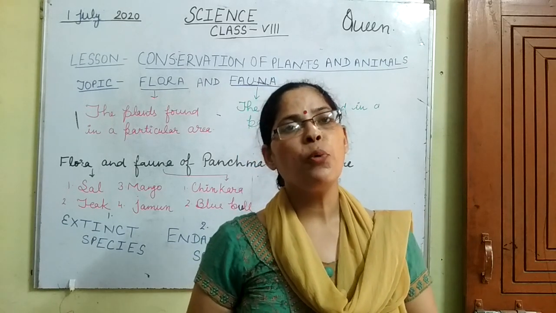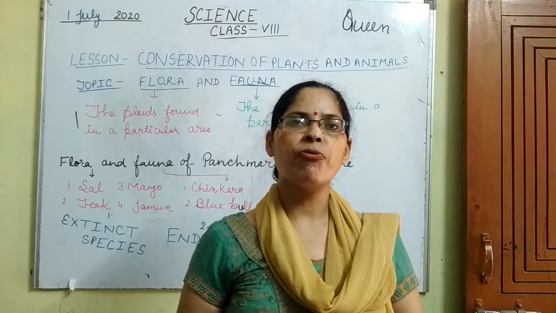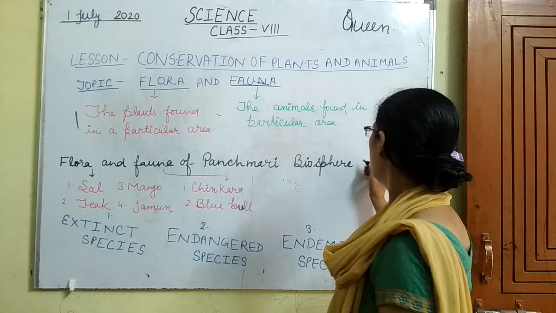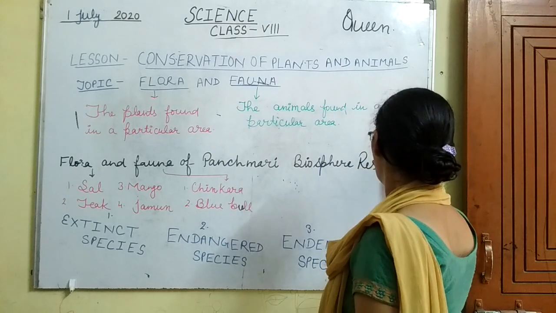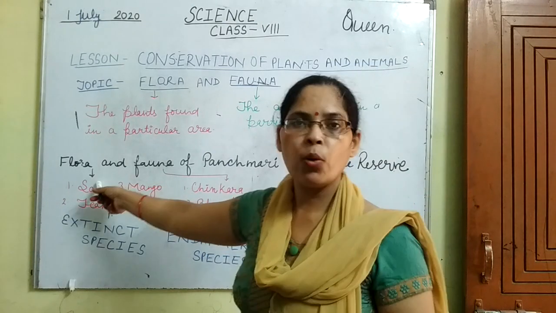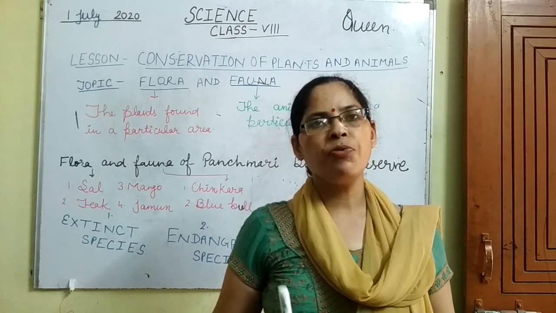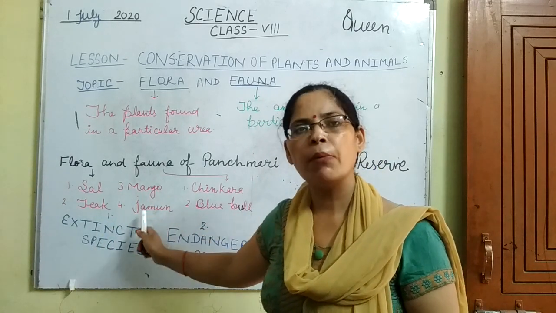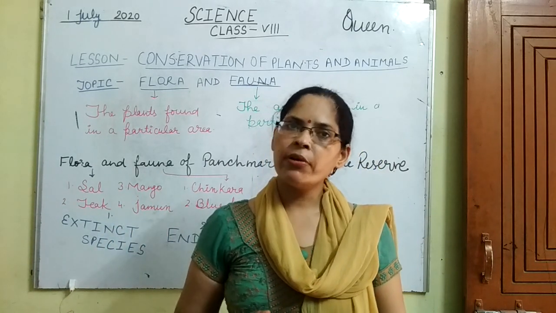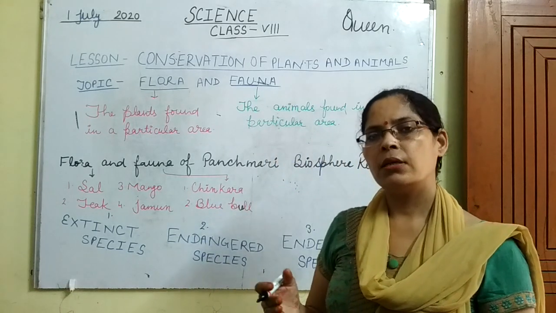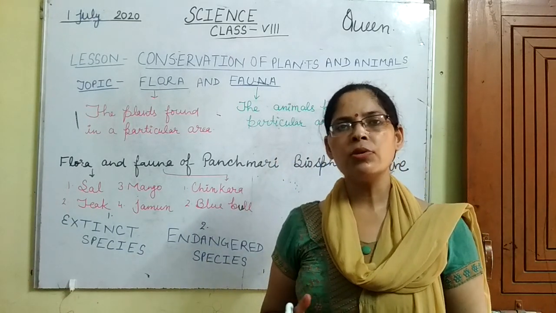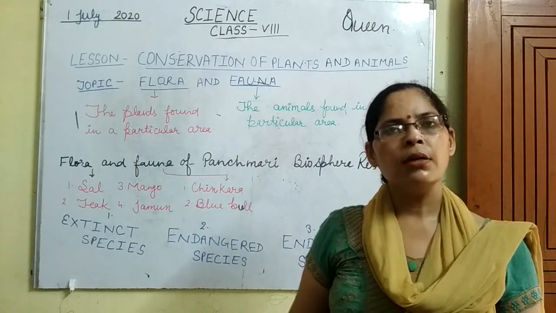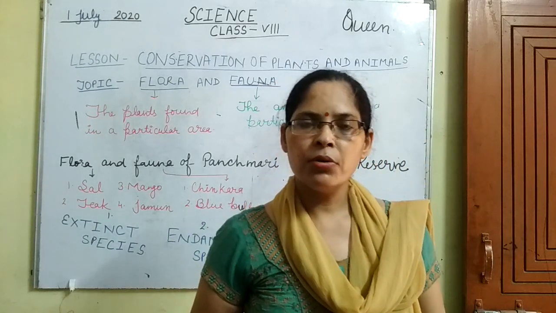Now I am going to tell you about the flora and fauna of the Panchmarhi Biosphere Reserve. The flora of Panchmarhi Biosphere Reserve are sal, mango, teak, jamun, wild mango, silver fern, etc. And the fauna of Panchmarhi Biosphere Reserve are chinkara, blue bull, deer, barasingha, rhinos, etc.